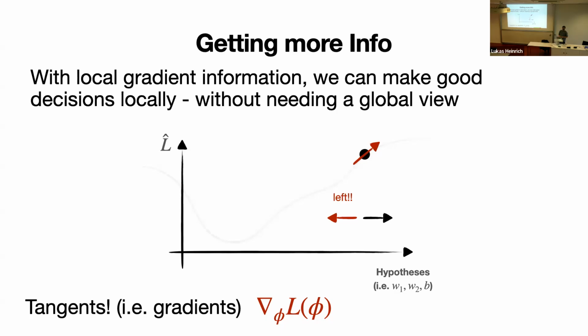So this is local information, and it's very useful because even though you don't have any global information, you just look locally and you can say, okay, to the right, clearly the function is going uphill. And so this is not the direction I want to go. I want to go opposite to the gradient. And so I want to go left, right? And so having gradients is very useful.